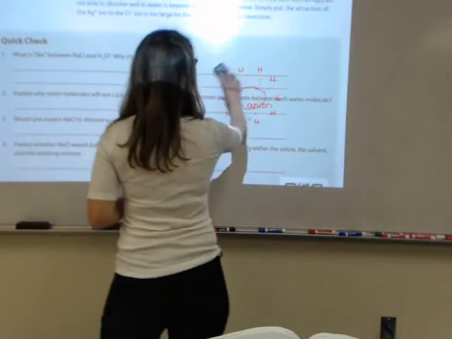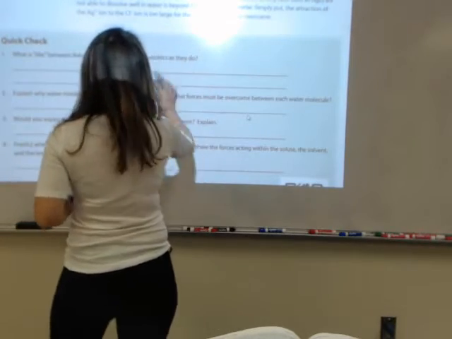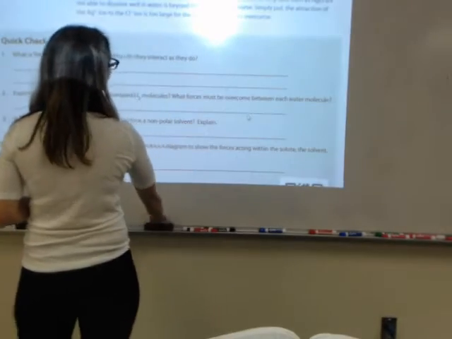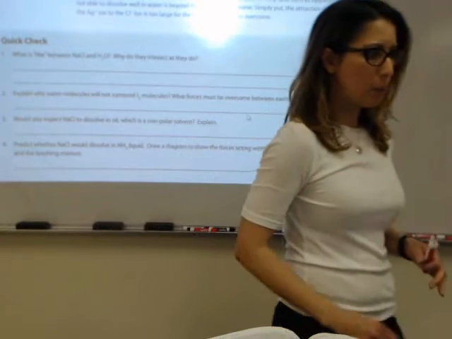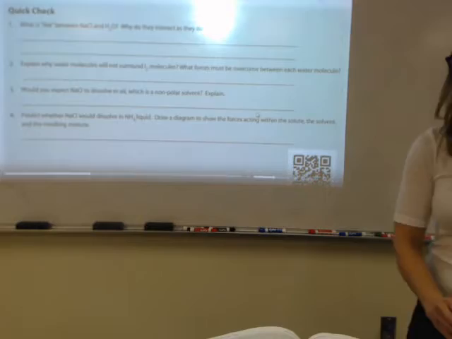We're not going to talk about that in this class, but basically some compounds have ions that are too large for the ion dipole forces to overcome. So let's take a look here at the quick check.